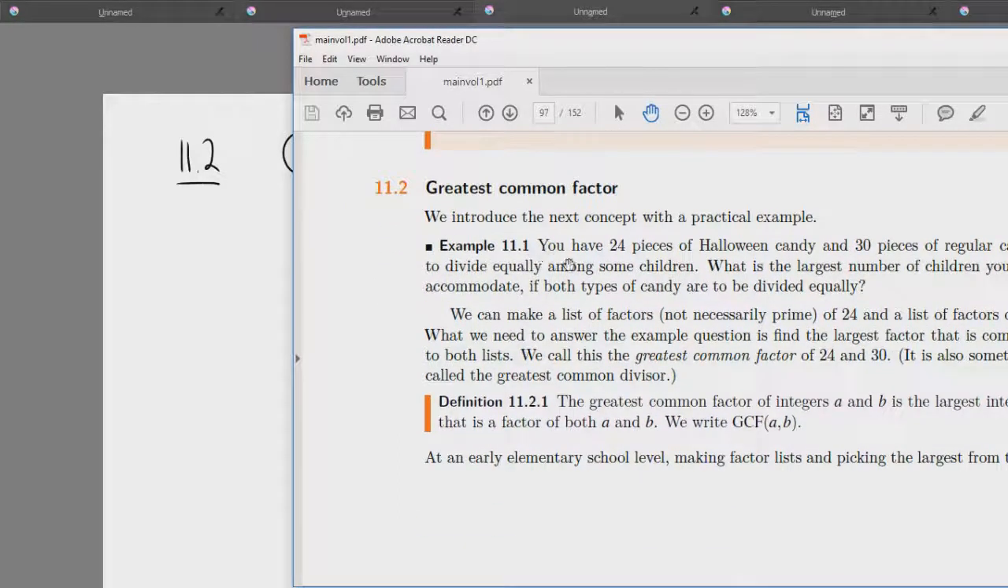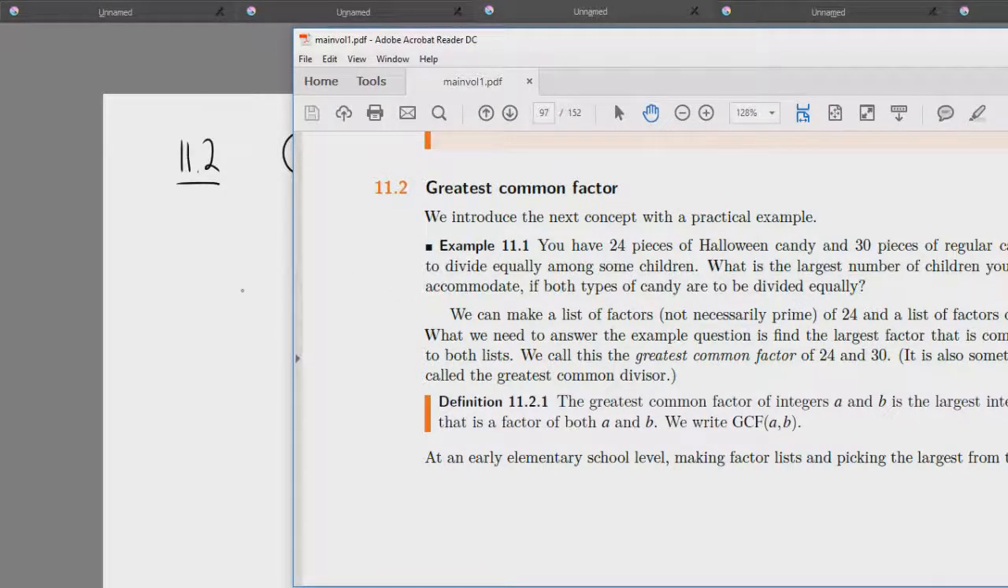Example 11.1. You have 24 pieces of Halloween candy and 30 pieces of regular candy, and you want to divide them equally among some children. What is the largest number of children you can accommodate if both types of candy are to be divided equally?